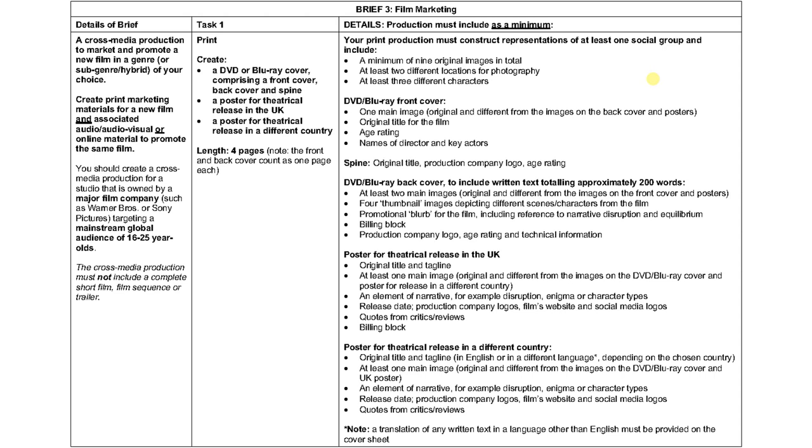Now, you have to have at least 9 images in total across your print products. At least 2 different locations for your photography, and at least 3 different characters. Your DVD or Blu-ray front cover must have 1 main image on the front, original and different from all the other images that are on the back cover or on the poster or on the spine. An original title for the film and age rating, names of director and key actors.